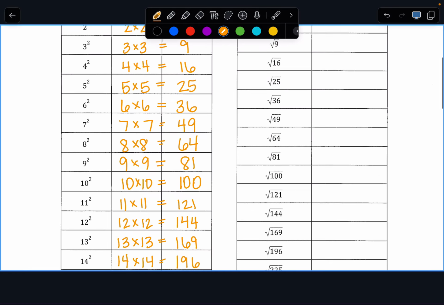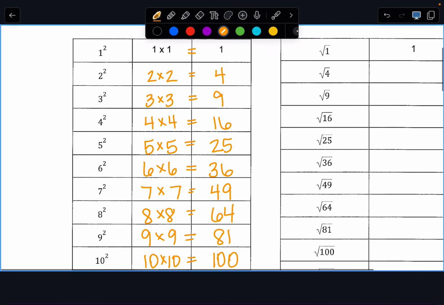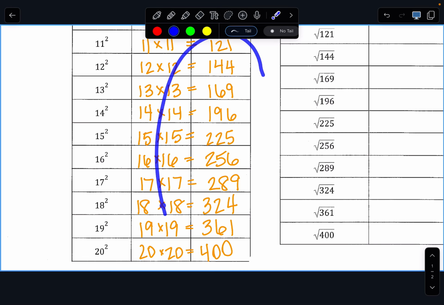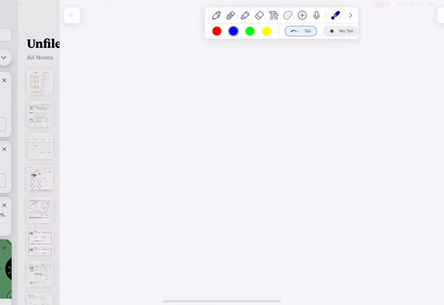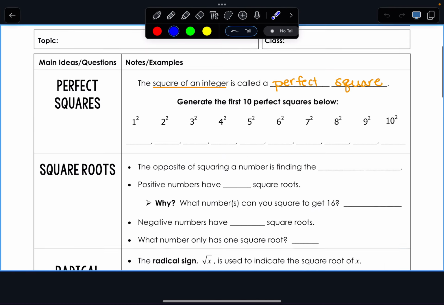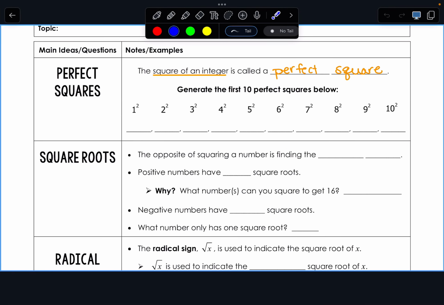Okay, so like I said, I'm hoping that 1 through 10, those perfect squares are a little bit easier to remember, but you're gonna have to probably look at these numbers and study them a little bit until you become familiar with them. Okay, so now let's go back to page 1. Okay, and I want you to write those first 10 perfect squares at the top there. So 1 squared, 2 squared, 3 squared.